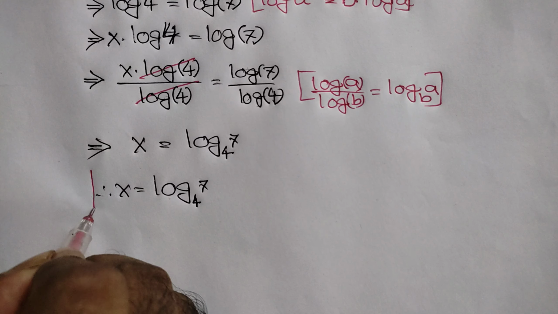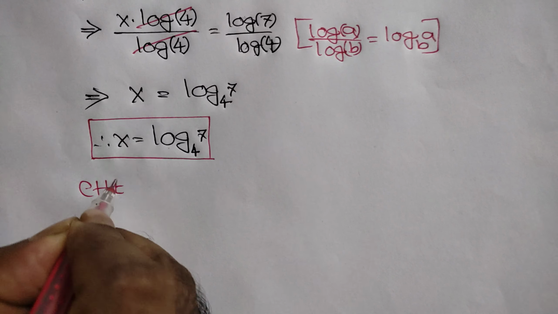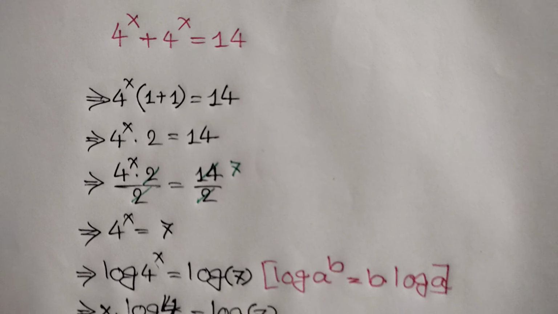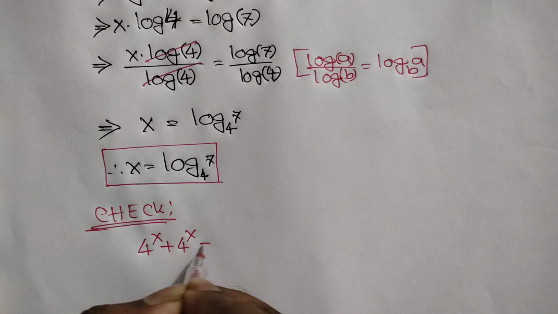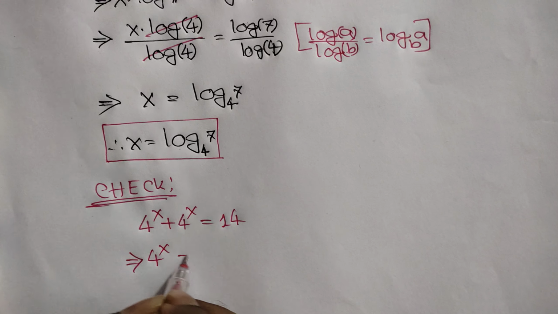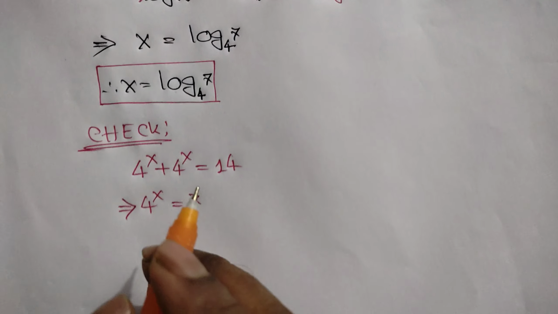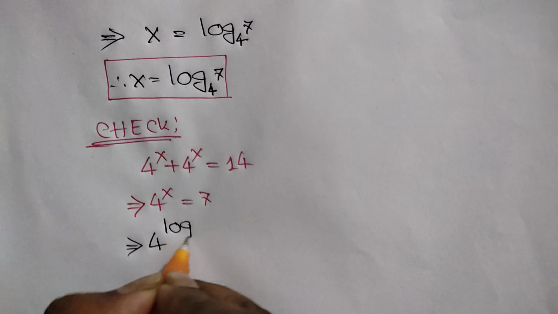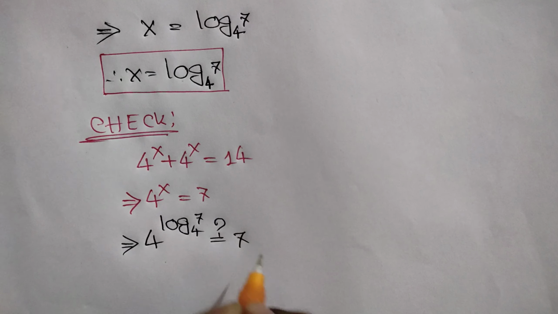Now check. Our question has given 4 to the power x plus 4 to the power x is equal to 14. So here we can write 4 to the power x is equal to 7. Here x is equal to log of 7 base 4. So we can write here 4 to the power log of 7 base 4. It is equal to 7.